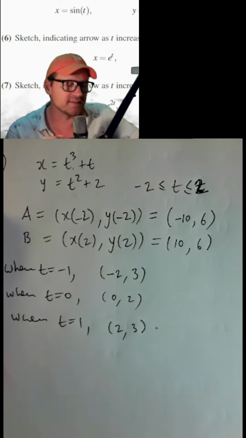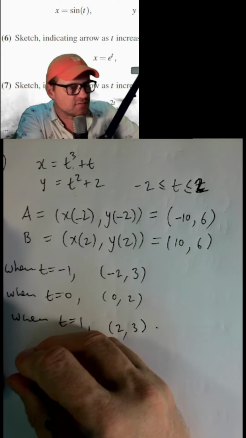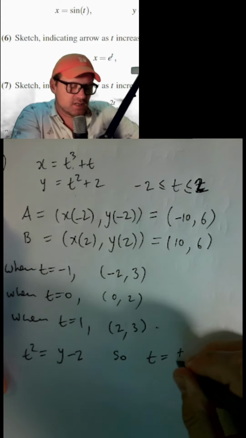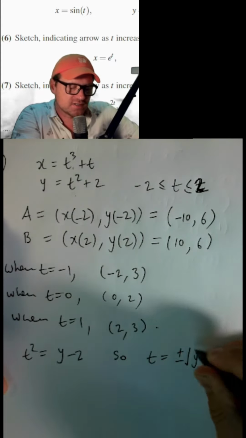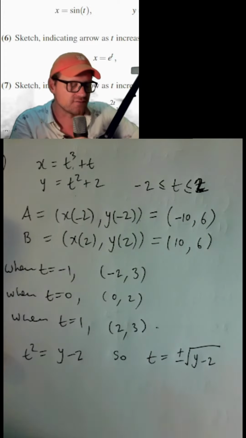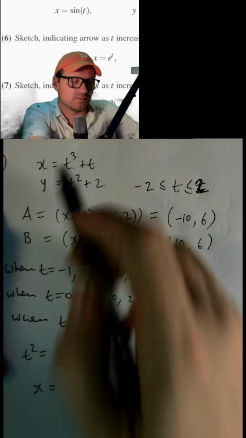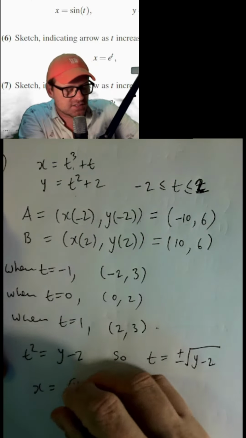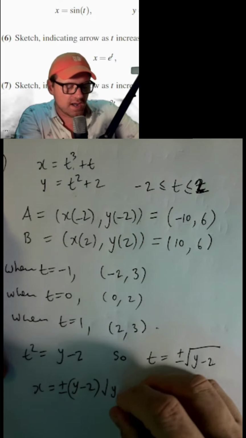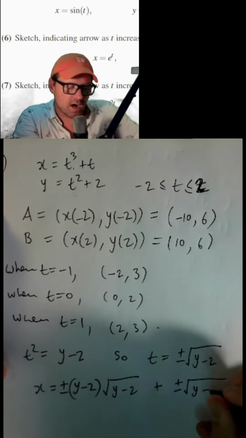So let's eliminate t in the expression to find a relationship between x and y. Taking that second equation, we have t squared is y minus 2. So t is plus or minus the square root of y minus 2. Okay, and so now we can take this and substitute that into the first equation. So x is equal to the square of this times t, that's t cubed. We have y minus 2 in brackets times plus or minus the square root of y minus 2, and then plus or minus the square root of y minus 2.